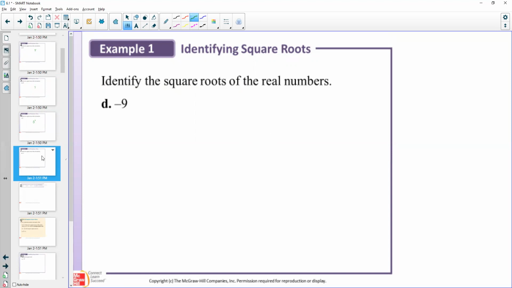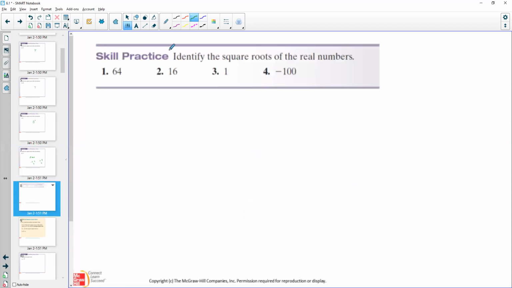Well, there isn't one, right? In this case, the answer is none, because if I do -3 times -3, I get 9, and if I do 3 times 3, I get 9. I can't get to -9 by squaring a number, by multiplying it by itself. All right, so you do these real quick.